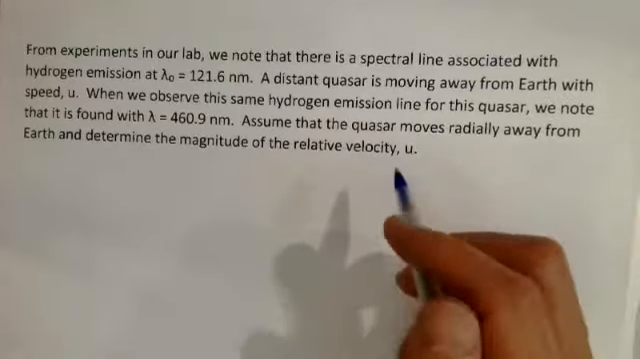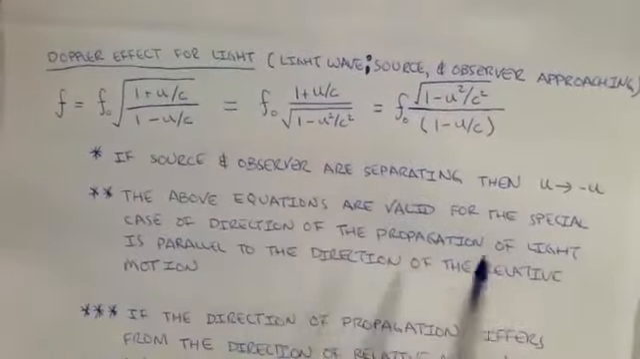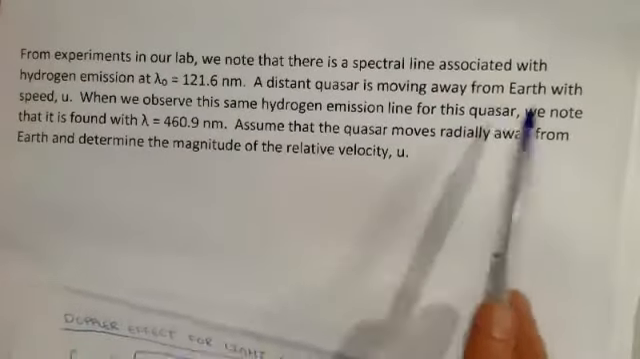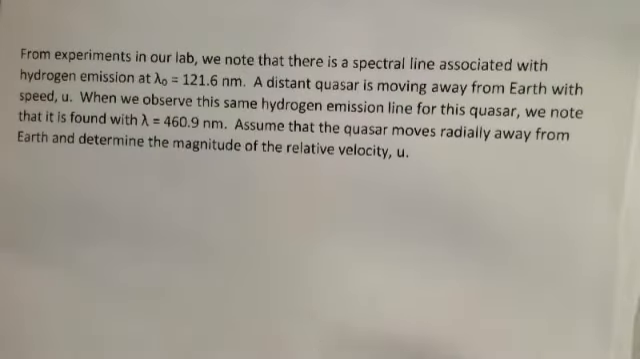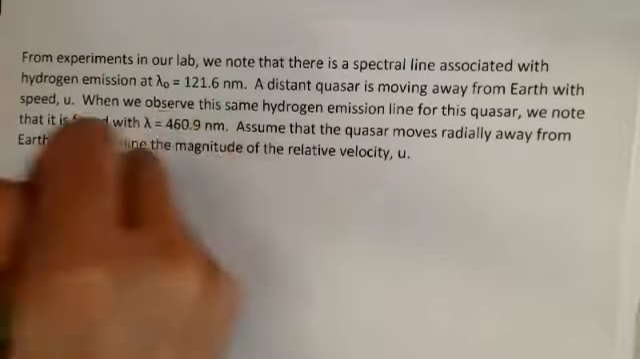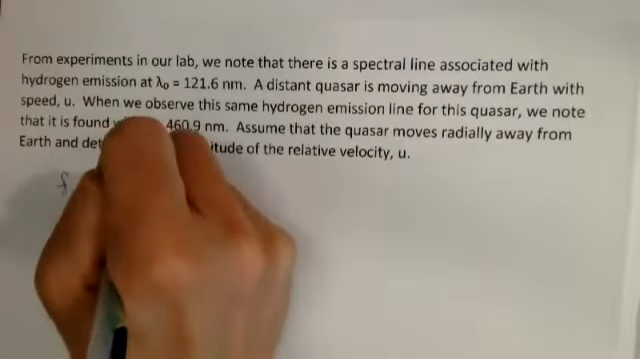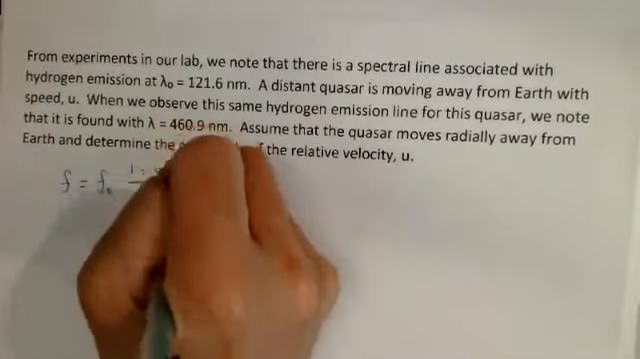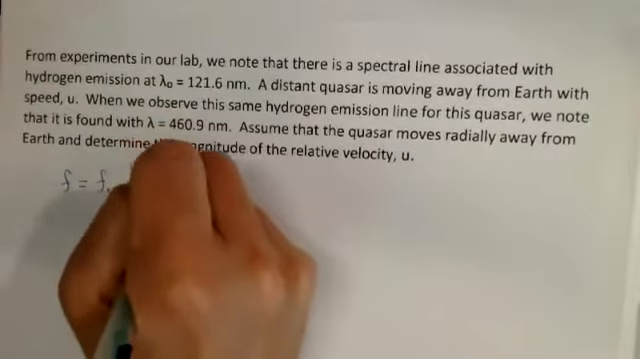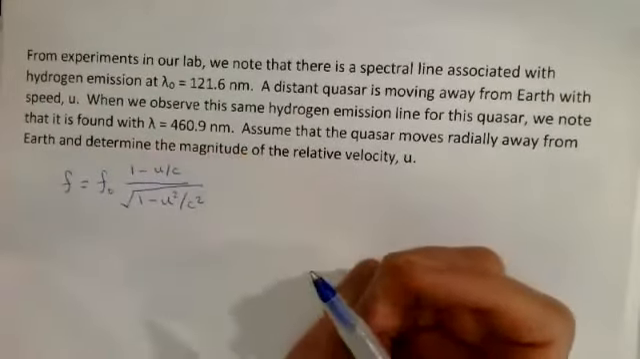So here we can turn back to our equation, except that note that because the quasar is moving away from us, we need to sub the u's for minus u's. And so we can say that f is equal to f naught times the square root of 1 minus u over c divided by 1 plus u over c.